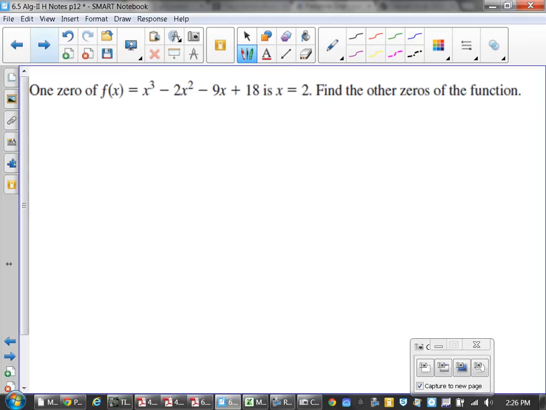One of the zeros of this function is 2. If 2 is a zero, what's its term? It's x minus 2. Okay, find all the other zeros, which means factor this completely. So, I know that 2 is my zero, so I start with the 2 on the outside. Coefficients: 1, -2, -9, and 18.